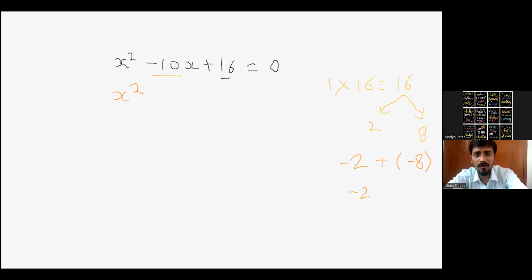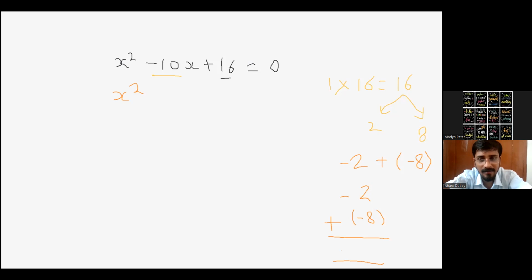Or you can write it this way also: minus 2, and in that I have to add minus 8. So what will I get? Can you tell me, any idea? In minus 2, minus 8, what will I get? Minus 2 minus 8. No. Here the thing is, what is 2 plus 8?